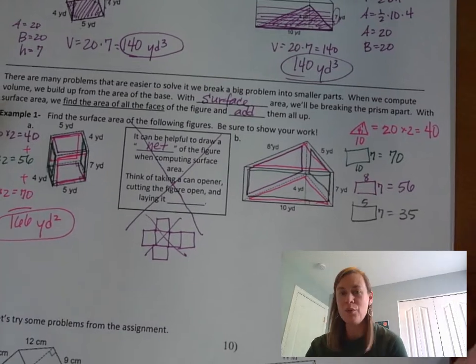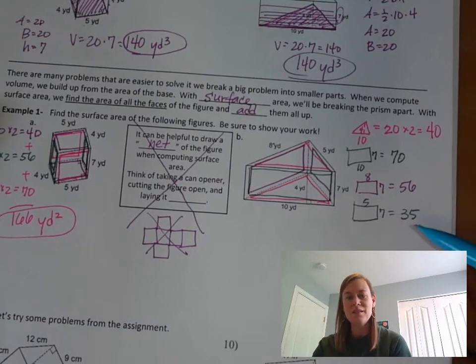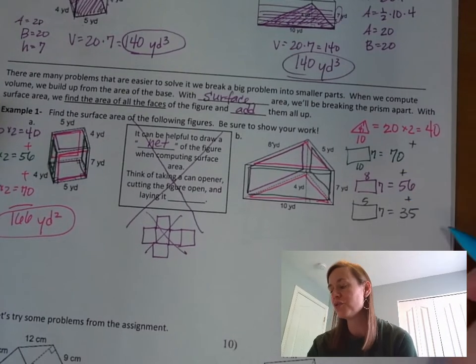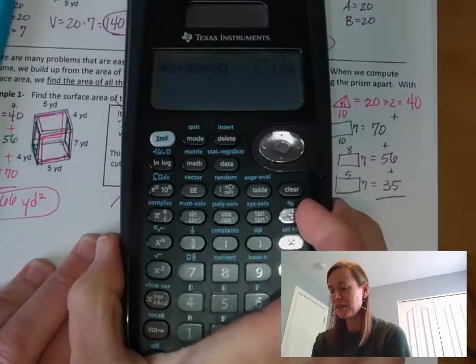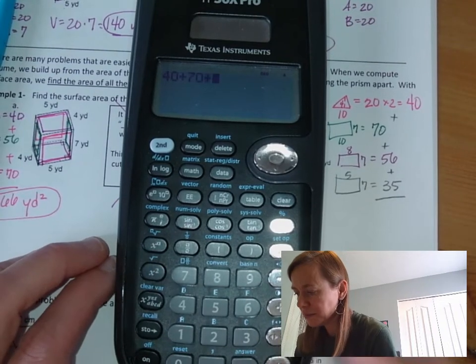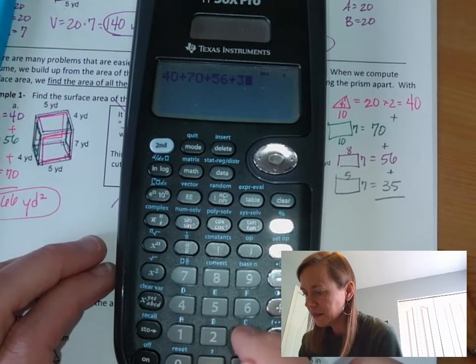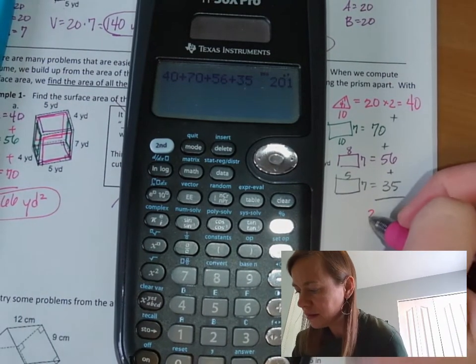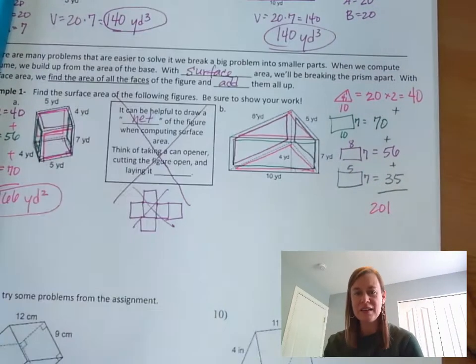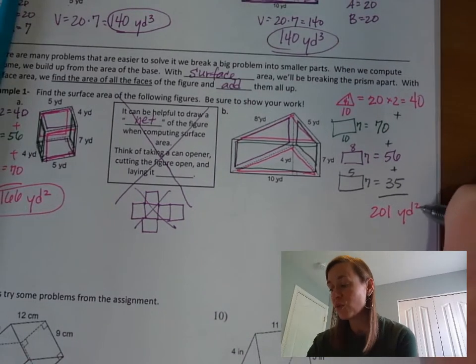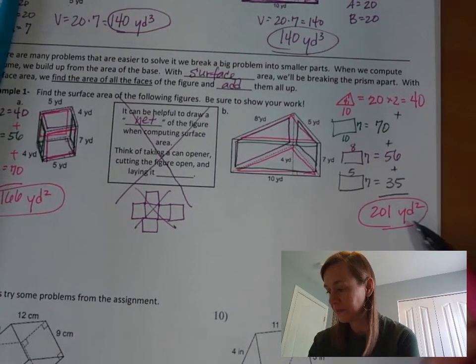We're all set. Now what do we do with all these numbers? We're going to add them together to find the total surface area for this whole triangular prism. So again, back to my calculator, 40 plus 70 plus 56 plus 35. And that's going to give me 201. So my surface area for this triangular prism is 201, again, yards squared for surface area.